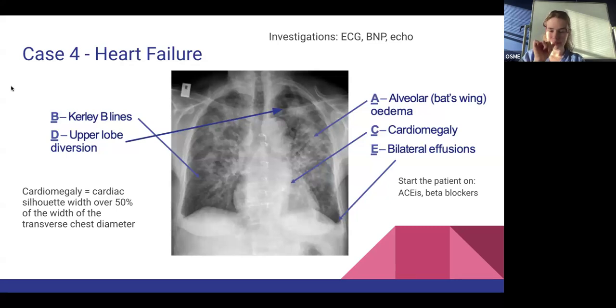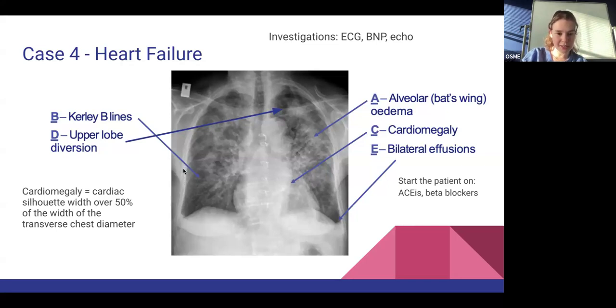Heart failure can be tricky. There's an A, B, C, D, E for signs of heart failure on chest x-ray. So you've got these alveolar or bat wing edema signs. I have no idea what that really means, but you learn to look for it. A curly B line used to really confuse me. It's really tiny and you can't see it very well at all, pretty much ever.